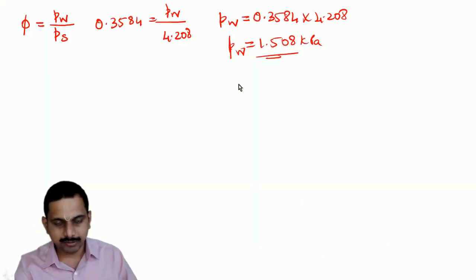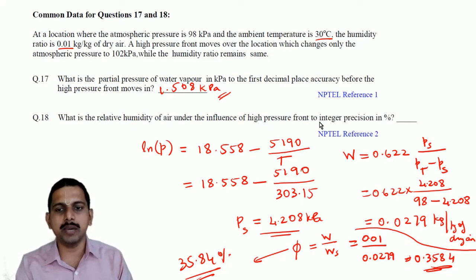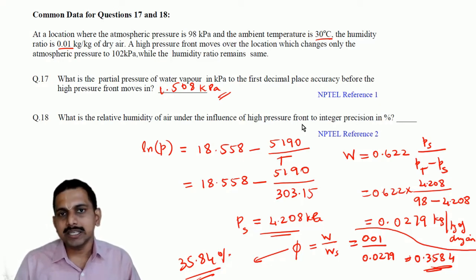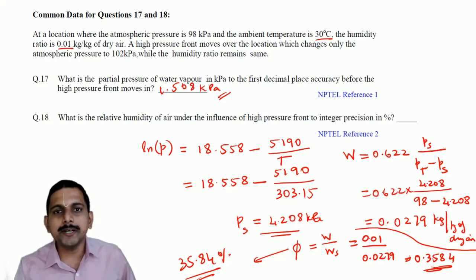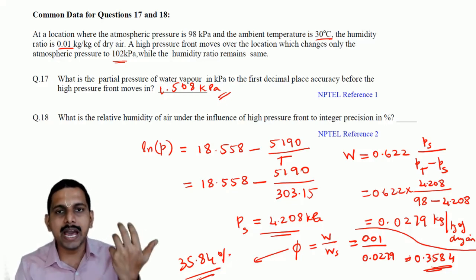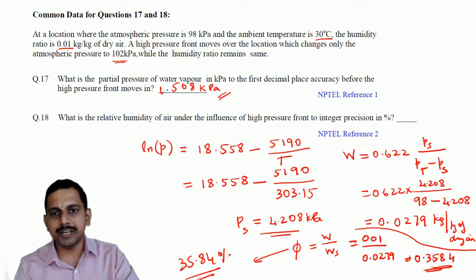Next, we will go for the second part. What is the relative humidity under the influence of the high pressure front to the integer percentage? Now, one thing we have to understand is whether the temperature changes. Because the saturation pressure depends on the temperature. When the pressure changes to 102 kilopascal, does the temperature change? Whenever a pressure change happens, it can happen through an isothermal process or an adiabatic process. Now how do we decide?